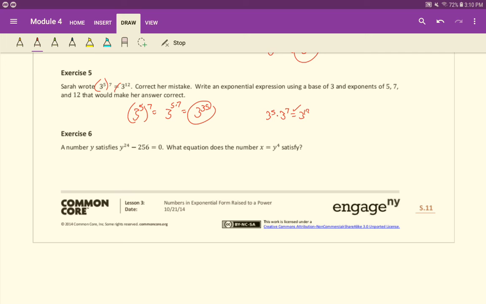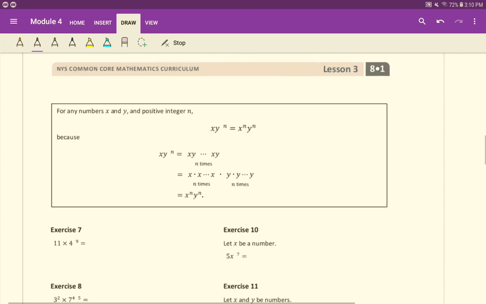Okay, let's continue on here. A number y satisfies y to the 24th minus 256 equals 0. What equation does the number x equals y to the 4th satisfy? Okay, so let's see here. This is a strange question, so I'm going to skip it. We won't worry about that one.